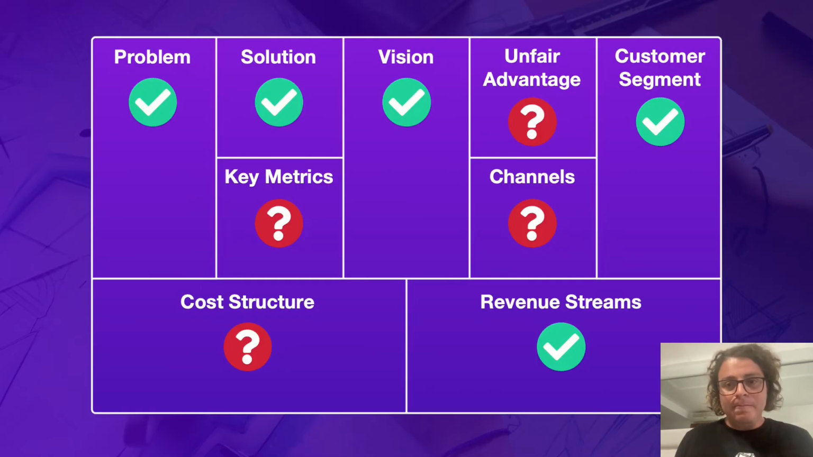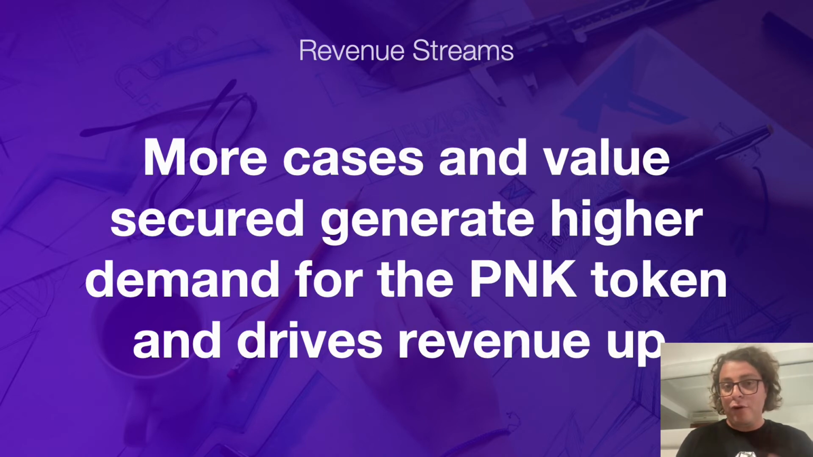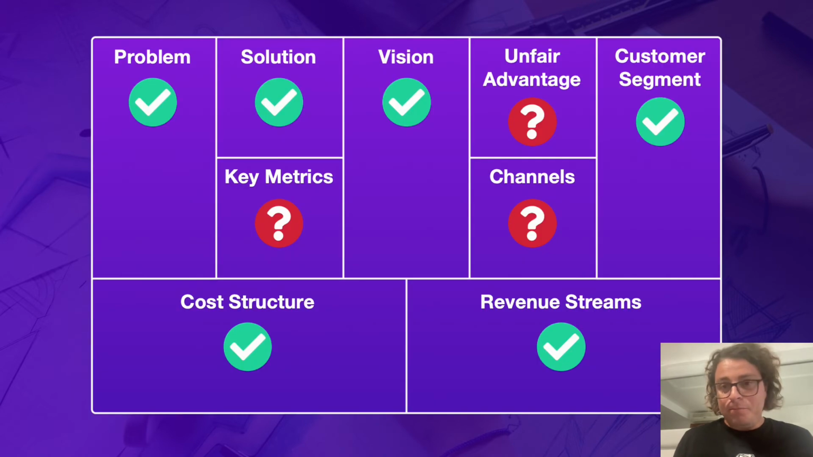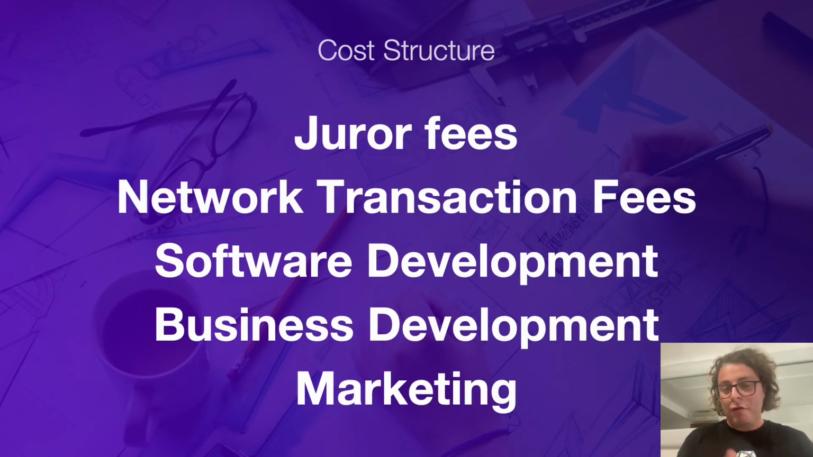And now another question is, how is the project going to make money, right? What are the revenue streams? In the case of Kleros, more cases and more value secured by the protocol is going to generate higher demand for the PNK token, and this will drive the revenue up. And then we have to go to the cost structure. So what are the main costs of offering the solution that you plan to offer? In Kleros, we have user fees, we have the network transaction fees, and costs about software development, business development, and marketing.